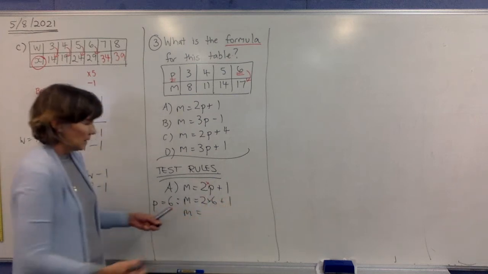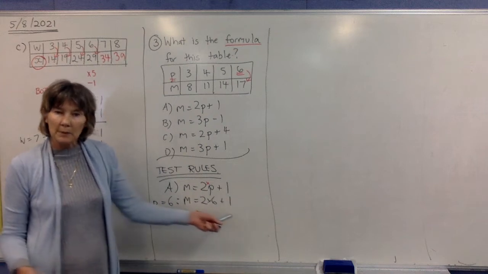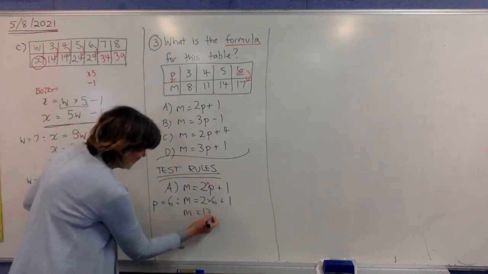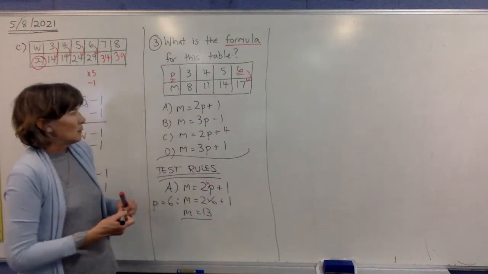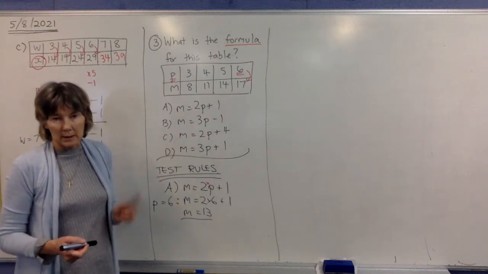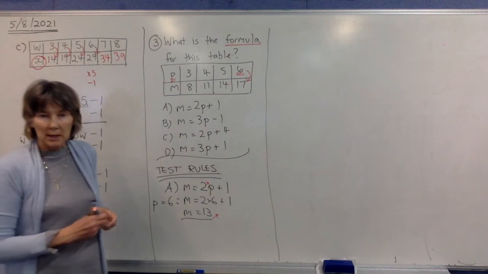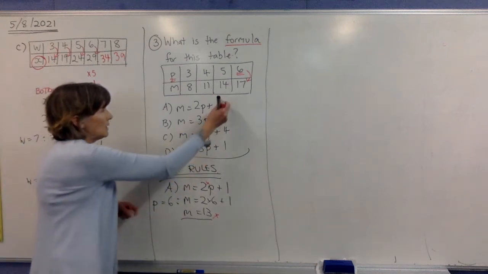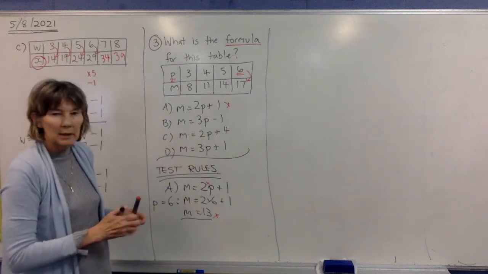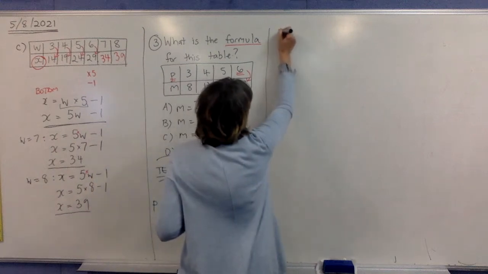So now we're going to use our calculator. Just do 2 times 6 plus 1. Your calculator gives you 13. Well, it's not right, is it? It's supposed to give us a 17, so that's not right. So we're not going to test that rule anymore. We know that A is wrong. Okay, let's look at the next one, B.